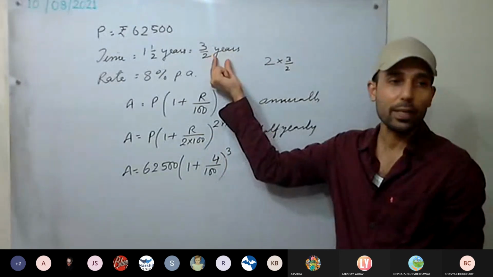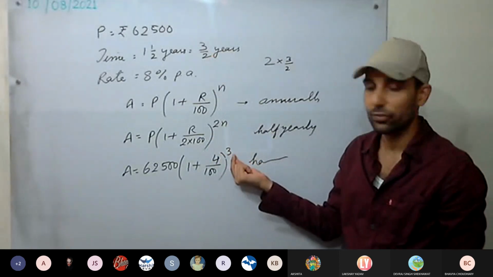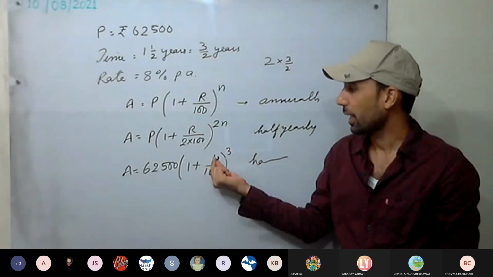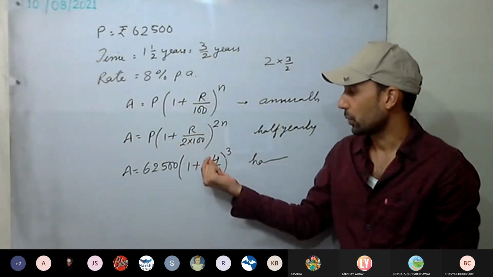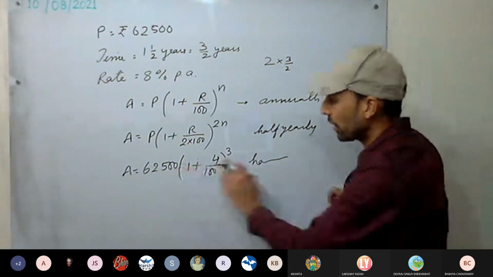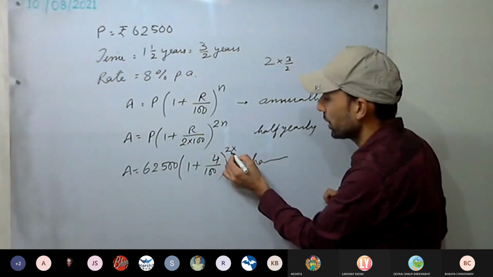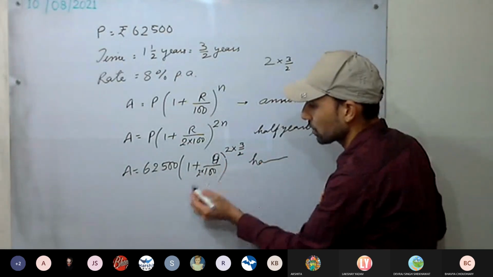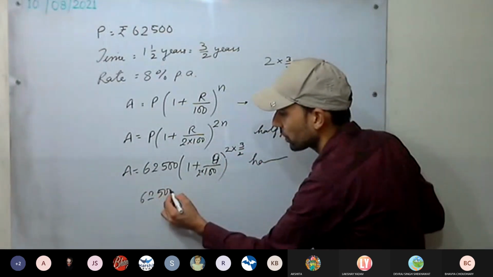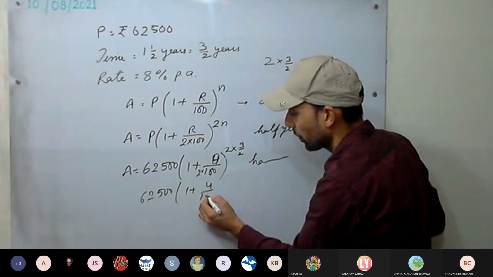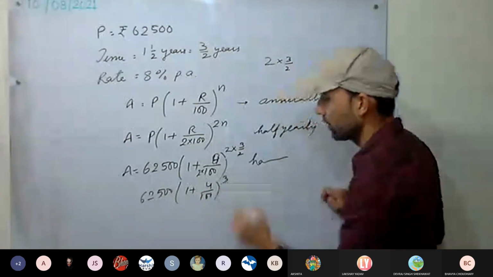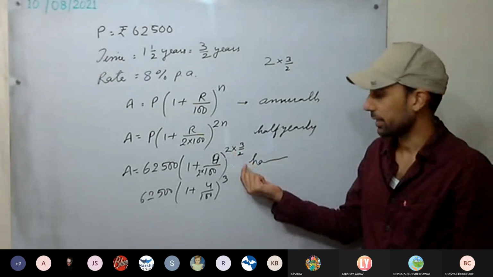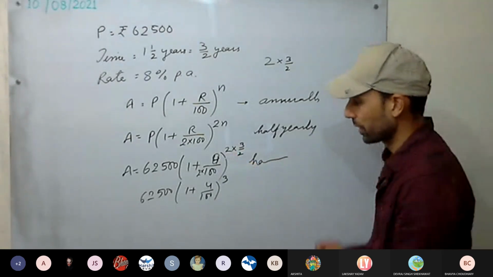So in 1.5 years, how many half years will be there? We are going to get 3 half years. That is, we have to do 2 into n. And the rate will be half, R by 2, 8 by 2. Okay. So here you can do it like this: into 2 into 3 by 2, and here 8 by 2. So 62500 (1 + 4 upon 100) raised to power 2 into 3 by 2. The 2 and 2 get cancelled, so it is power 3. This is the formula to write.